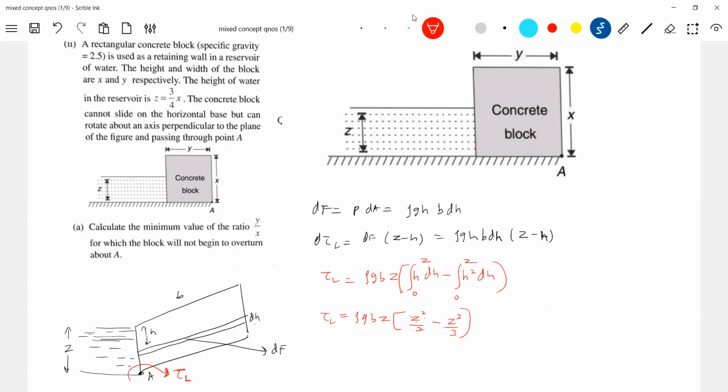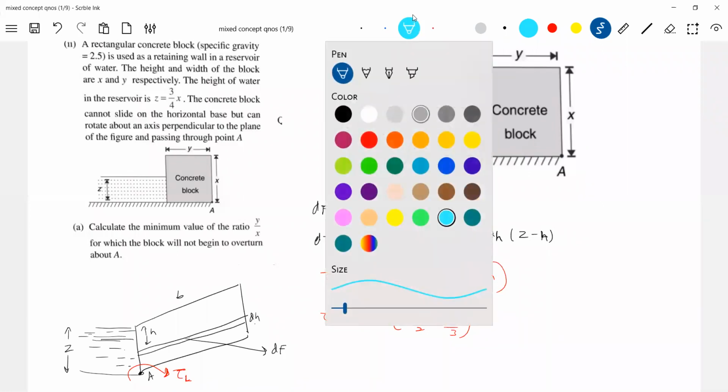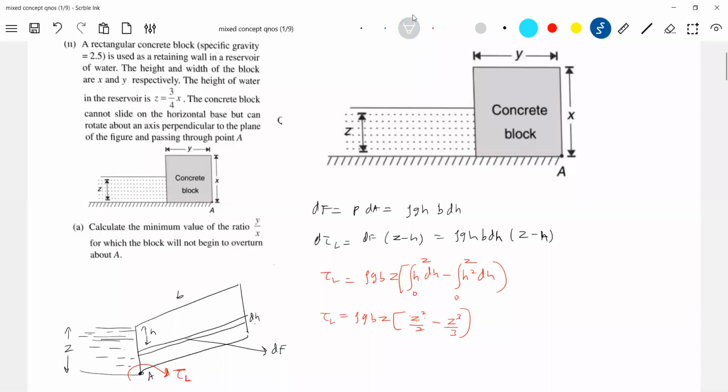What is the value of Z? Z equals 3x by 4. Later on I'll substitute it. There's the torque due to liquid. What about the torque due to weight? If you look at the weight of the block, we'll go for the weight of the block here. The weight of the block will act here. So torque due to liquid will be in this sense. Torque due to weight will be in this sense.